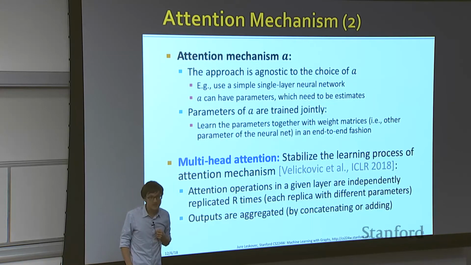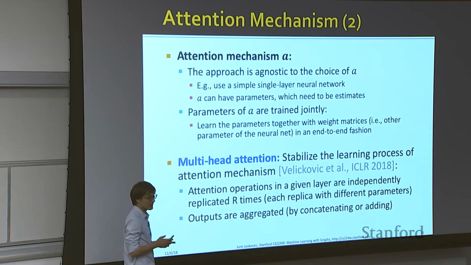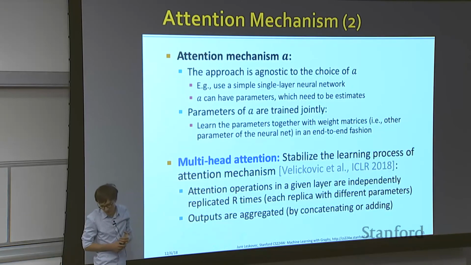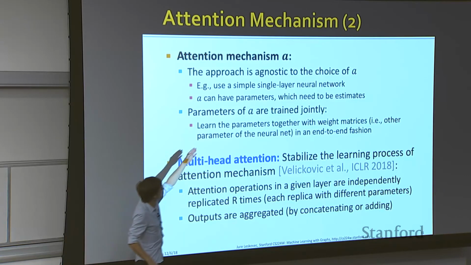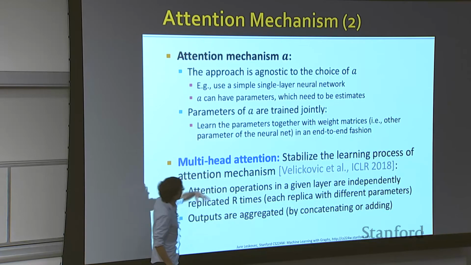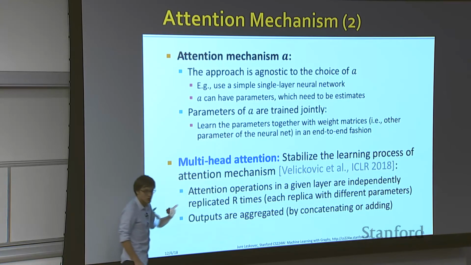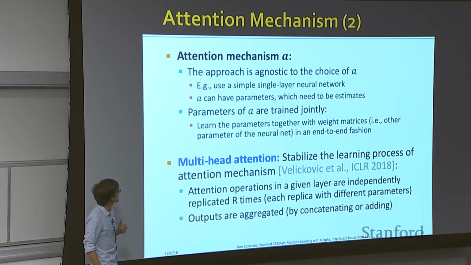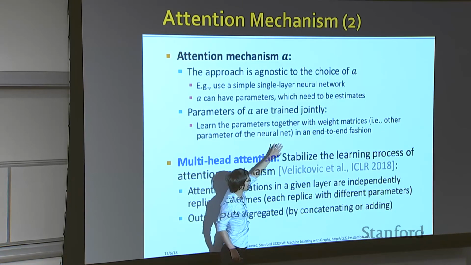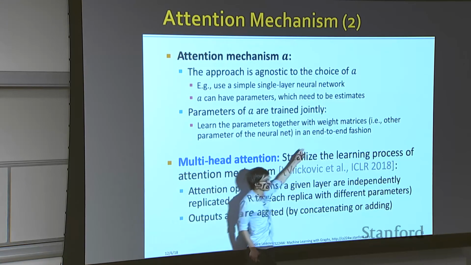So here is the idea for the attention mechanism. There can be different approaches to choosing this attention mechanism function A. We are agnostic about it. In some sense, you could use a simple single layer neural network. This function A can have parameters which we would need to estimate. And the point is that these parameters of A are trained jointly with the aggregation neural network itself. So we learn the parameters of this attention mechanism A together with the weight matrices W and B that we talked about in an end-to-end fashion.